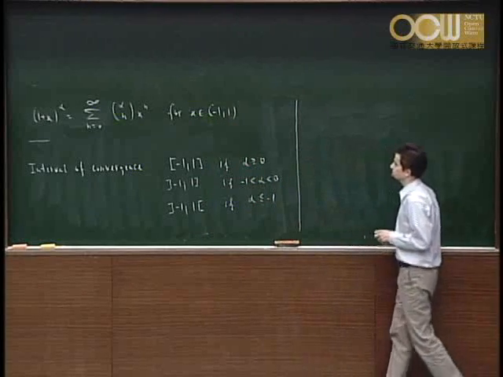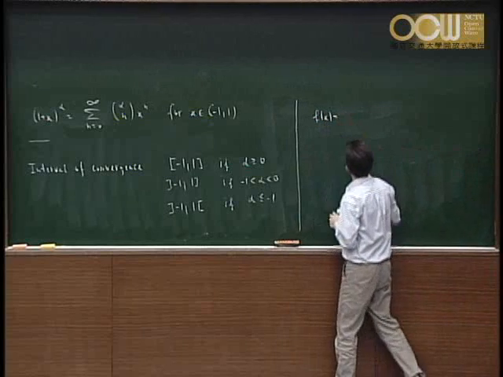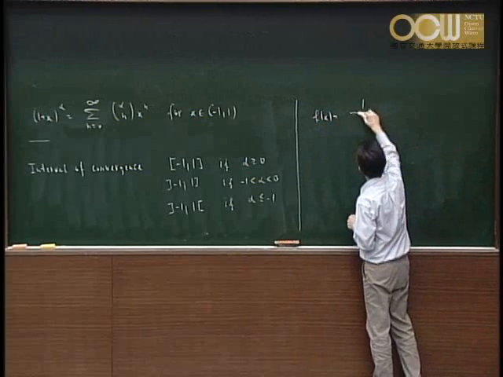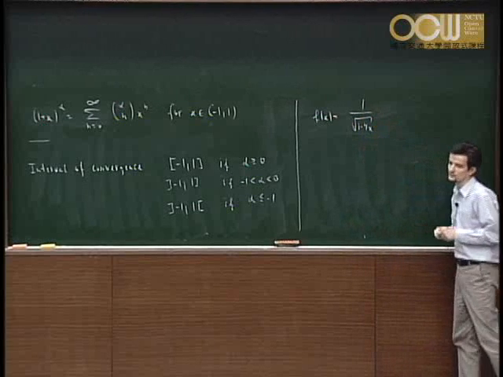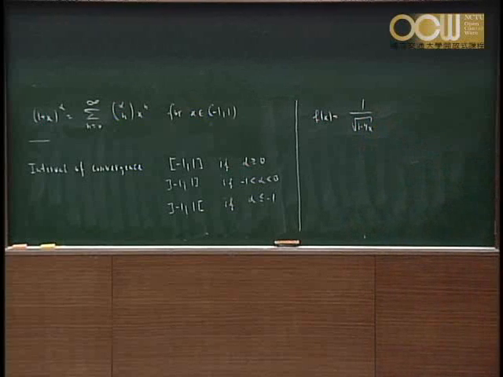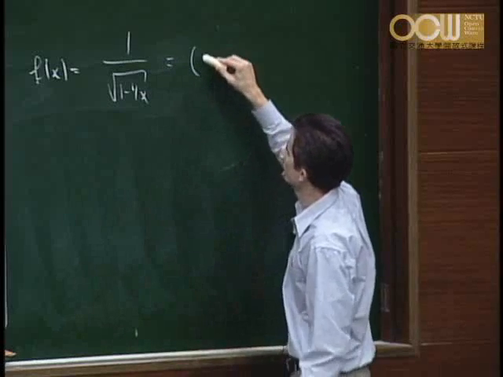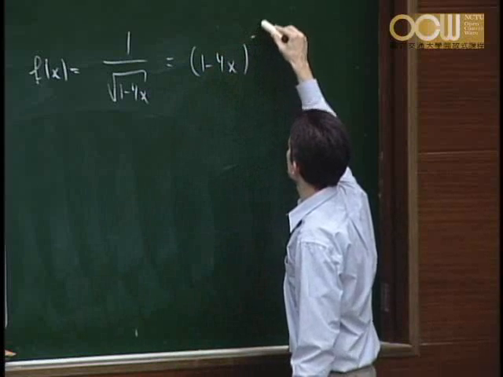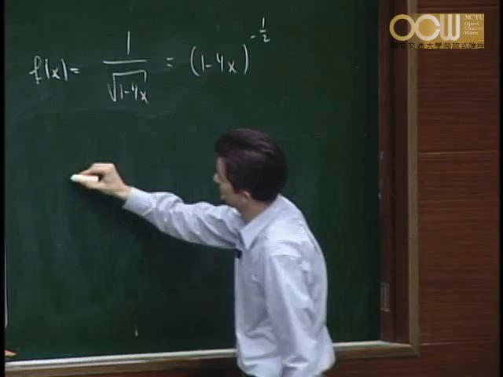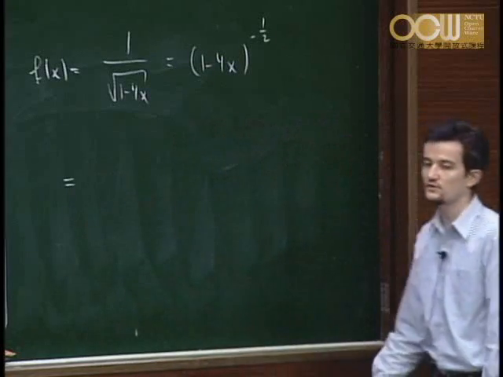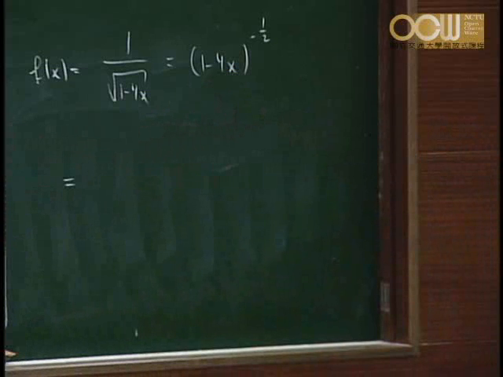Now, maybe let's just look at one example. In our textbook, you find something like this here, 1 minus 4x, similar to this example here. In the textbook, maybe 4 minus x, but it doesn't matter. If I have something like this, then you can write this as 1 minus 4x to the minus 1/2. And so if you are asked to find the power series representation of this function, it's just a special case of the binomial series.